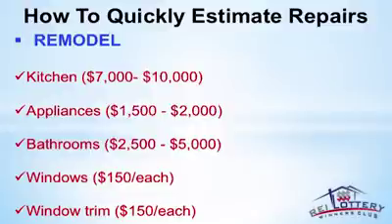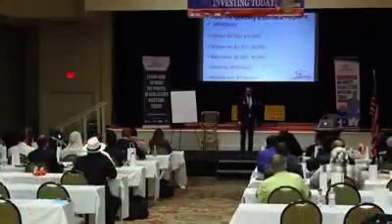Appliances are $1,500 to $2,000 for the package. You've got your fridge, your microwave, and your dishwasher. Your bathrooms are usually $2,500 to $5,000 a bathroom. Windows are usually $150 each, give or take. Window trim is usually $150 each, give or take. Most of the time they're doing window and window trim together, so give or take about $300. You all understand that? Okay. Take a picture.